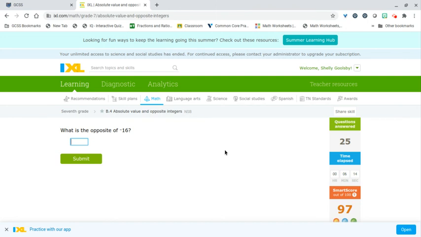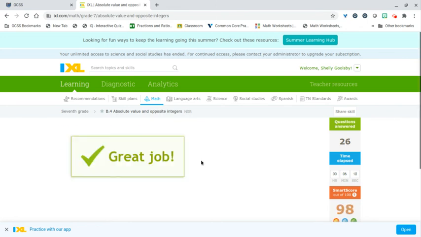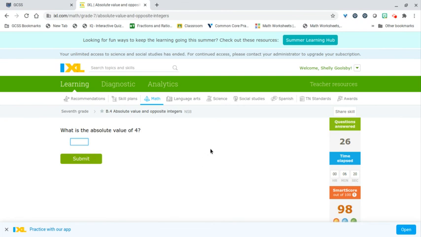What is the opposite of 16? Negative 16. What is the absolute value of 4? 4. Remember, you're not doing opposites. What is the absolute value of negative 583?